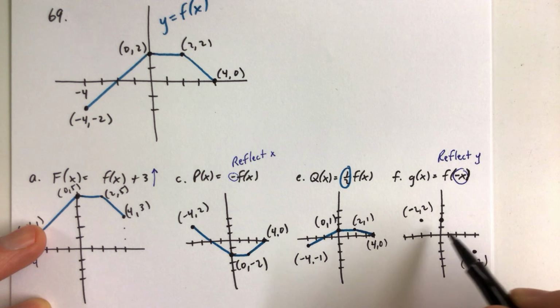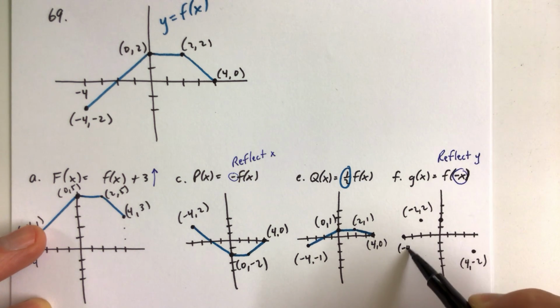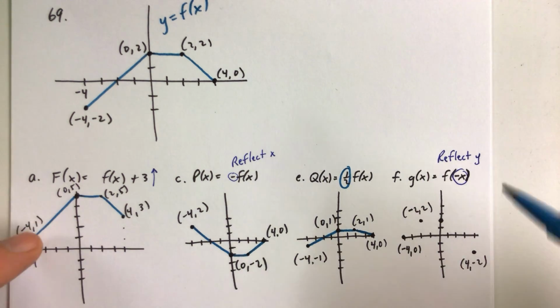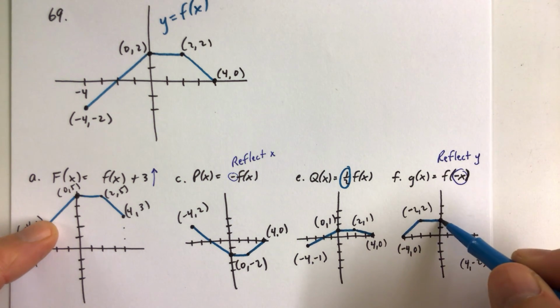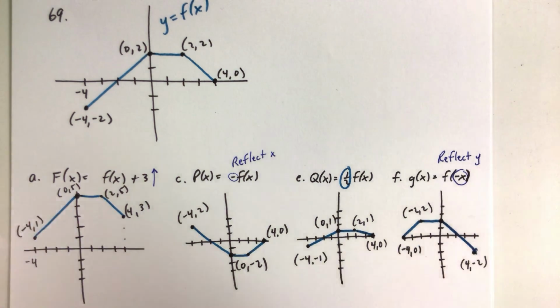4, 0 being reflected about the y-axis becomes negative 4, 0. That's it. And then we just connect the dots. So you plot each endpoint of each piece and then just connect the dots. That is the graph of g of x equals f of the opposite of x.